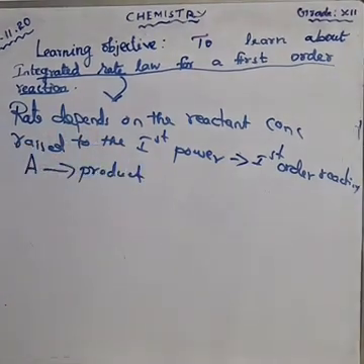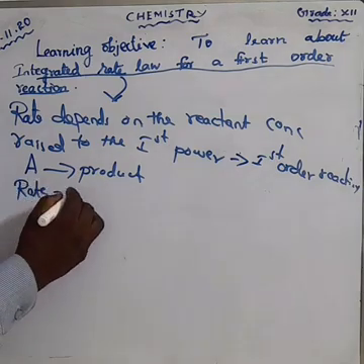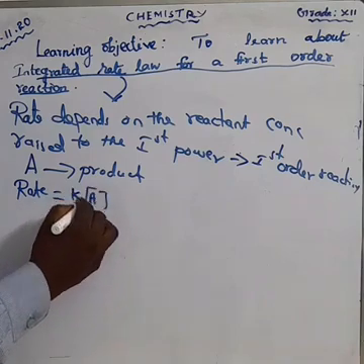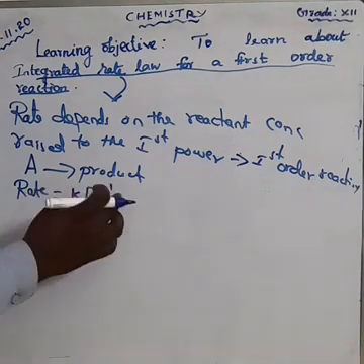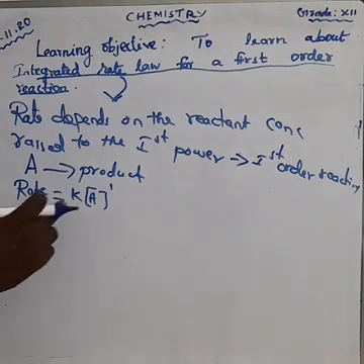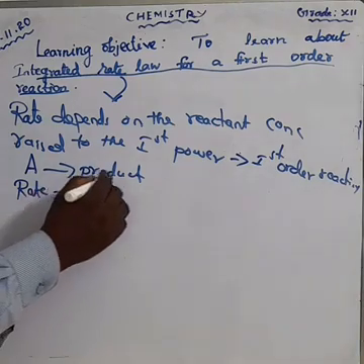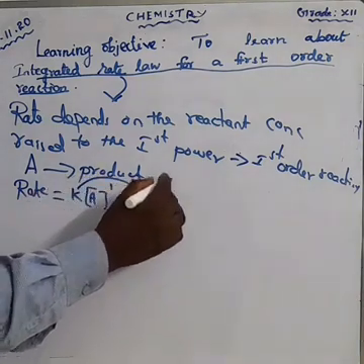How will you write the rate law? The rate law is expressed as rate is equal to K [A] power 1. This power 1 represents the first order reaction. What is K? K is the rate constant.